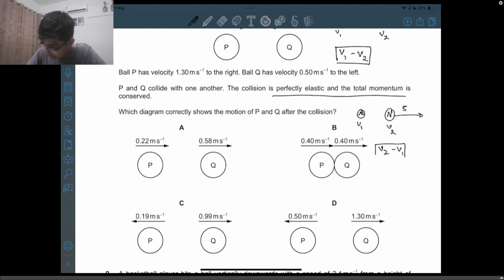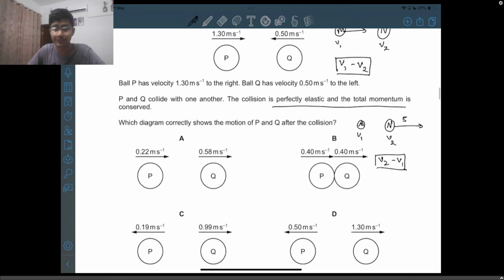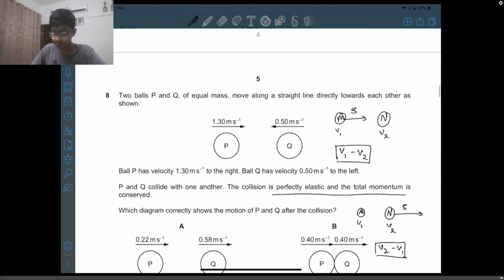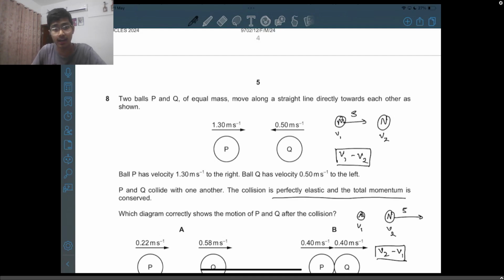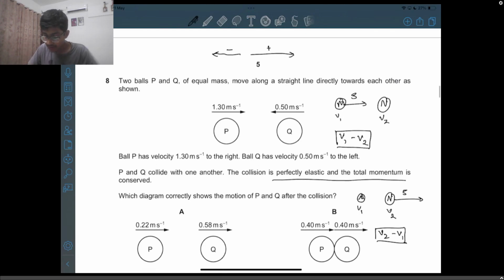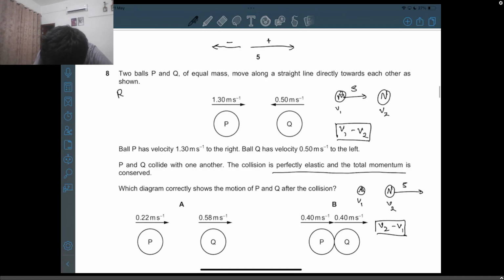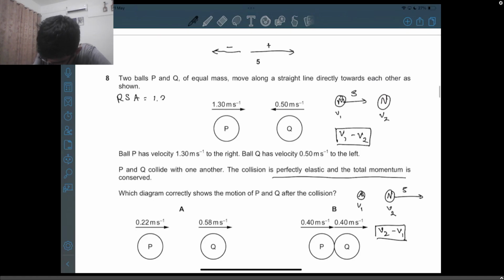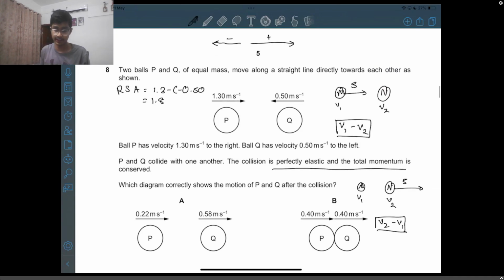Now, many people teach you other alternative formulas for when they're in different directions, but it's much easier to learn this and define an axis. So we can define this as conventional as positive and the other side as negative, right? So we can say the relative speed of approach will be 1.3 minus 0.50. So this will be equal to 1.8 meters per second.